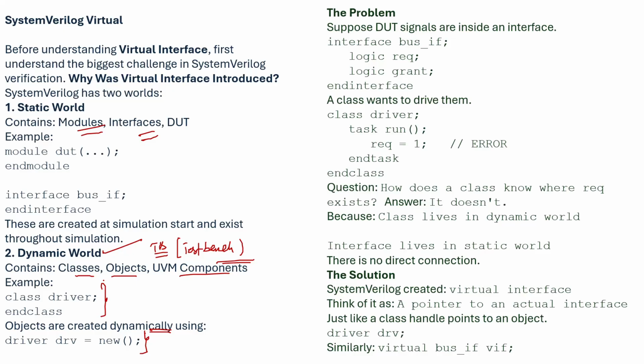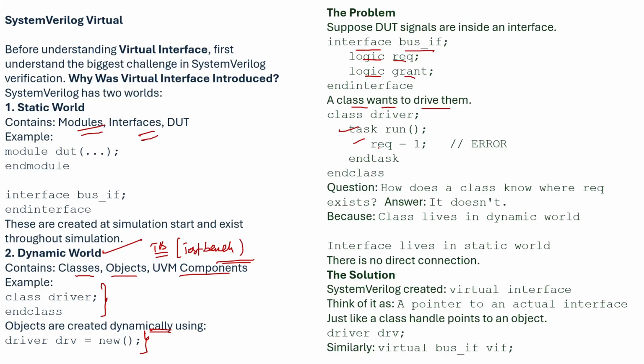So that is the purpose we are going to discuss this virtual interface. See, here we are having some DUT signals. What are the interface signals? Bus interface, logic request and logic grant. And a class wants to drive them. Like in the driver class, we are taking that task run and then request equal to 1.